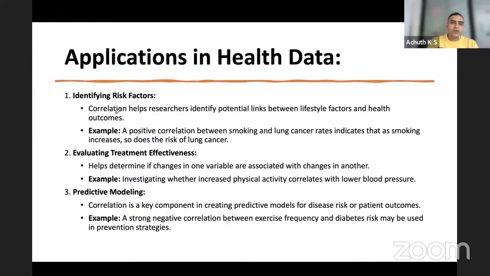How do we apply this correlation in health data? It helps in identifying risk factors. How? It helps researchers to identify potential links. If there is a positive correlation between smoking and lung cancer, the number of cigarettes smoked is directly related to the risk of lung cancer. When you say consumption of alcohol can cause gastritis, the amount of alcohol consumed is directly proportional to the number of cases of gastritis. As the number of people drinking increases, the cases of gastritis are also increasing.